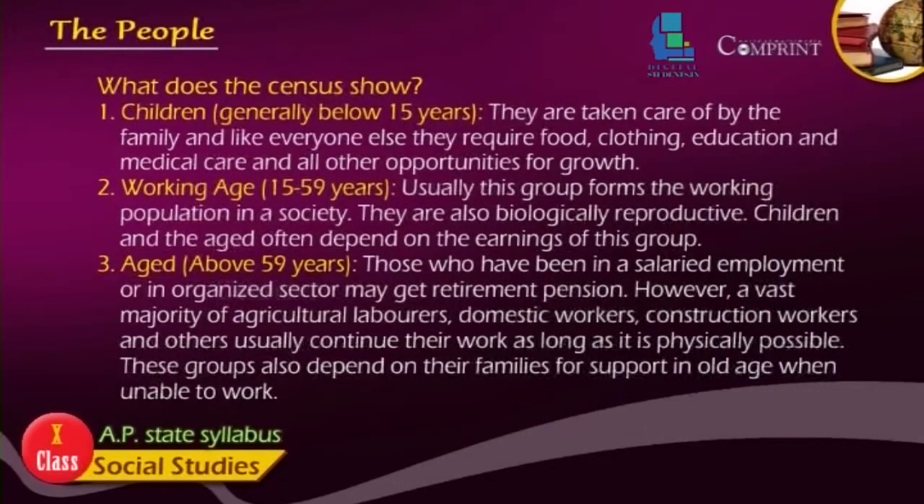Aged, above 59 years. Those who have been in salaried employment or in the organized sector may get a retirement pension. However, a vast majority of agricultural laborers, domestic workers, construction workers and others usually continue their work as long as it is physically possible. These groups also depend on their families for support in old age when unable to work.